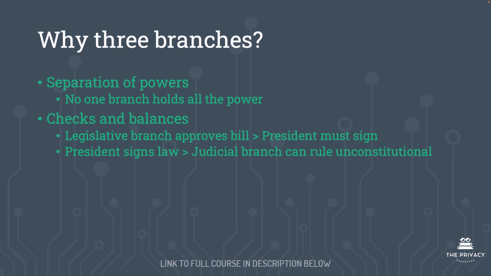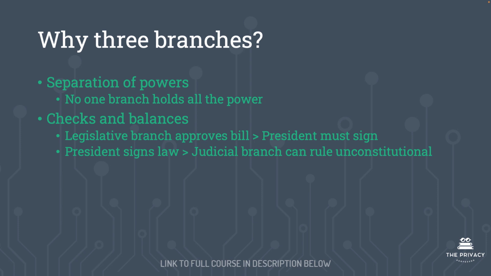Why are there three branches of government? Well, there are two key ideas that supported this organizational structure. The first one is separation of powers. The idea here is that no one branch would hold all of the power. The power would be distributed across the three branches, and similarly, that those three branches would have checks and balances on each other. And I've provided two examples here.